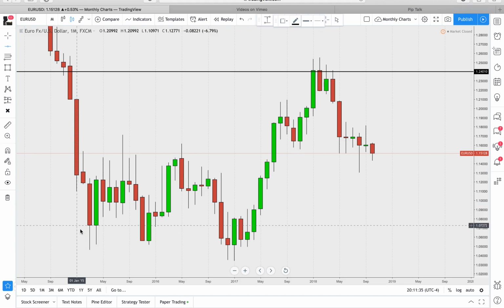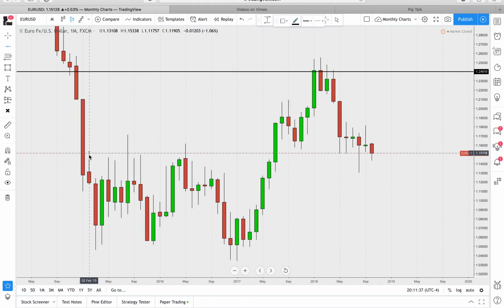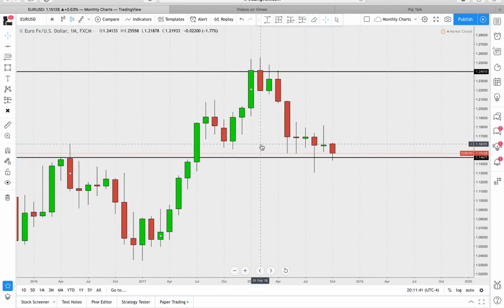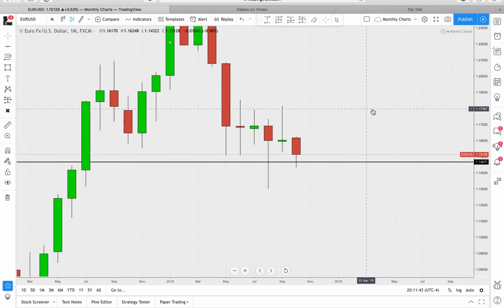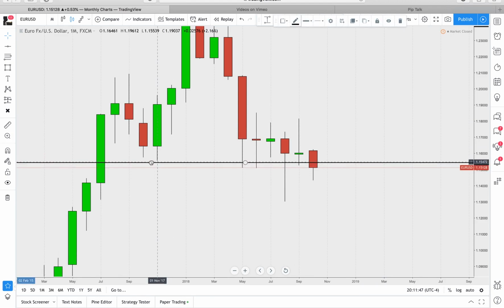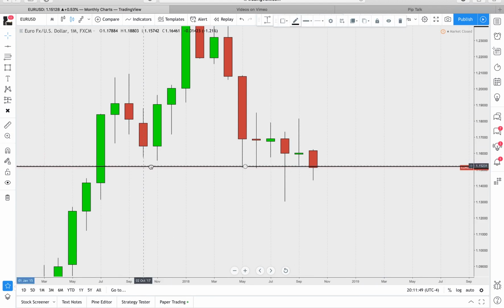So the second level that stands out is right here. I'm just going to draw the line right now. Now when I zoom in, I can see here, more present time, how this general area had some nice support. It's a nice area of support that we can see even to the left here. Support was formed.